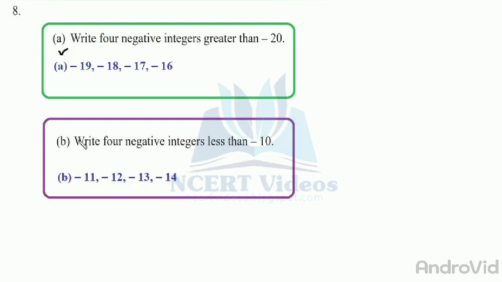This is your A part. Now B, we have to find negative integers less than minus 10. Well, we have to go now towards left hand side. So minus 10, that means minus 11 will come here, and then minus 12, minus 13, minus 14 and stop. We have completed 4 negative integers less than minus 10. So this was your question number 8.